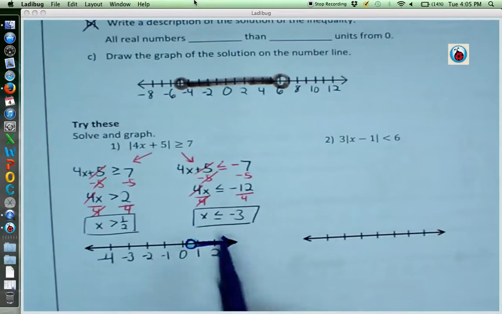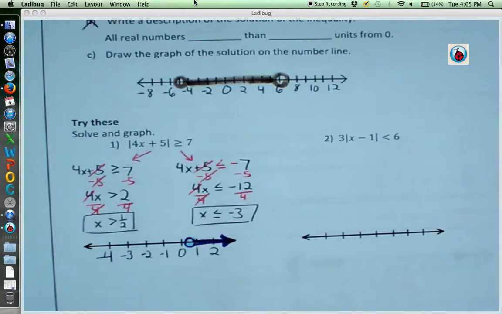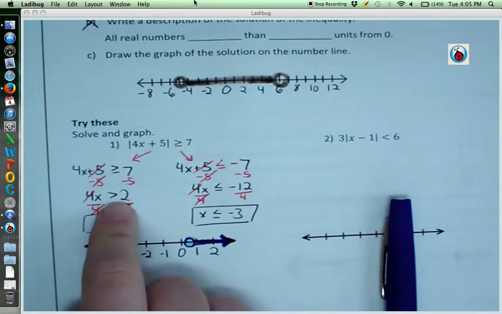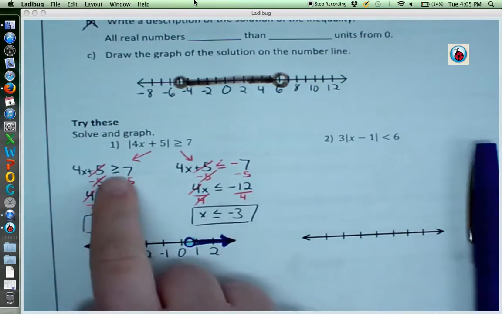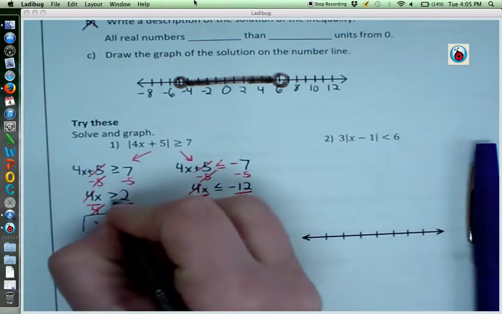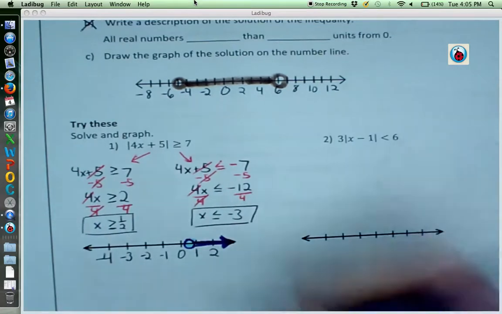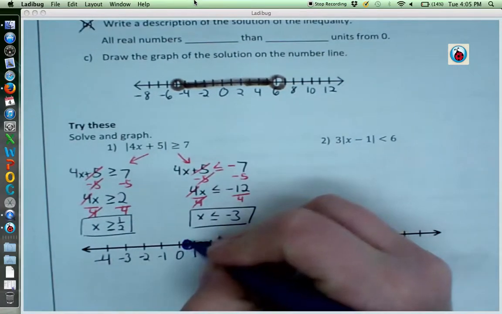Then the other part is everything less than or equal to -3. So I'm going to go to -3. Oh, I missed something. Sorry, guys. You see my mistake? Hopefully you caught it before I did. But I made a mistake here. This is greater than or equal. This is just greater than. Somewhere along the way I forgot the or equal to part. So because there's the or equal to part, I want to actually make that a closed circle. Sorry about that mistake.